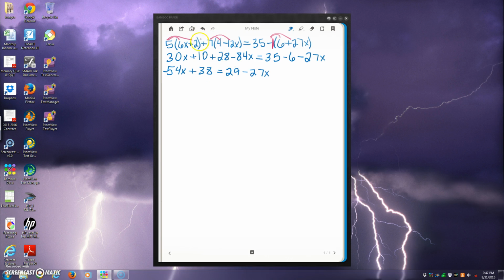Now from here we have a couple of options. You can add 27x over and subtract 38, or you can do the opposite and subtract 29 and add 54x. I'm going to add 54x to both sides, and mainly my reason for doing this is that by adding 54x, I keep my variables positive. At the same time that I'm adding 54x, I'm going to subtract 29.